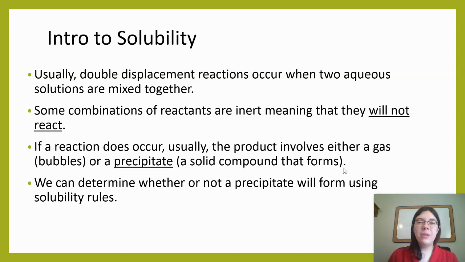The other possibility is that those two things react with each other. When this happens, we can either get bubbles forming, which is the formation of a gas, or we can get a precipitate that forms. This is a solid that forms from those two different liquids. It's not a whole big clump of solid at the bottom of your beaker. It's usually tiny little particles suspended in the solution. So the precipitate will maybe look a little chunky or be opaque. You won't be able to see through that solution anymore. And we can determine whether or not a precipitate will form by using solubility rules.